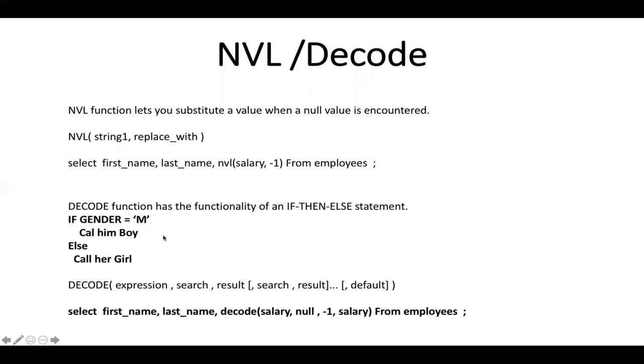Then there's a function called decode. If you have a little bit of programming, the first thing they teach you with conditions is if, else. If gender is M, call him boy. Else, call her girl. Or you can say, if you attend the class tomorrow, then say thank you. If you don't attend the class, okay, bye. This kind of thing.